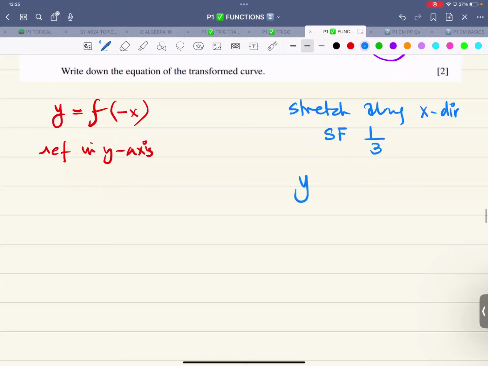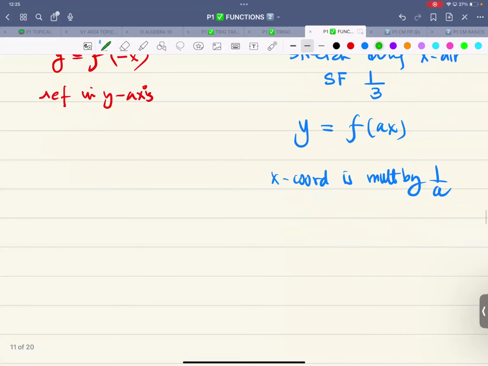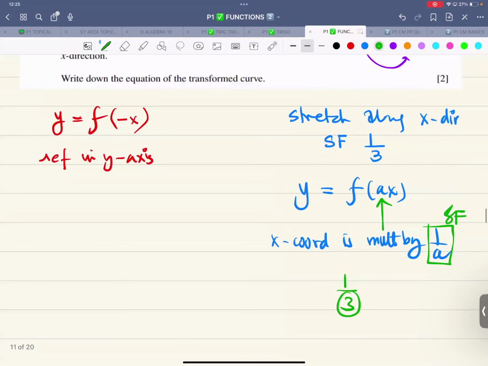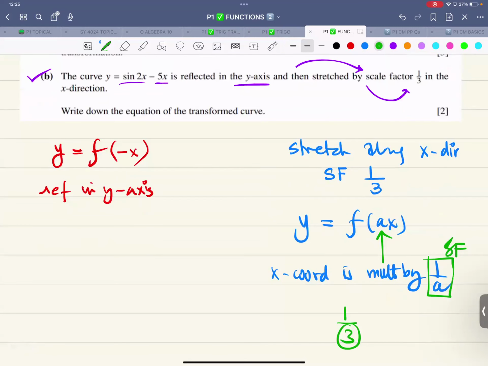Remember, y is equal to multiply by 1 over 8. It's the reciprocal. That means if the scale factor is a, what is a? So therefore, I should write wherever there is x, I should replace it with ax. Wherever there is x, I should write bx. Now, first of all, they're asking for reflection. So step one, reflection.